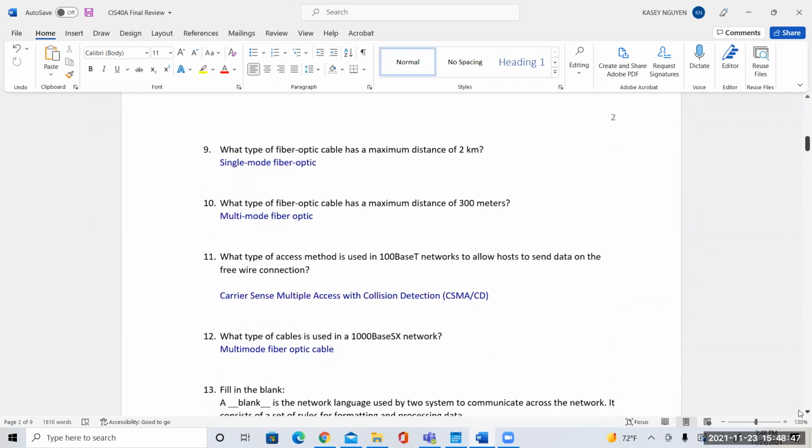For number 11, what type of access method is used in 100 base T networks to allow hosts to send data on a free wire connection? This is known as carrier sense multiple access with collision detection, CSMA/CD. Likely that you will see this on Network Plus. It's been around forever since I've been in the field.